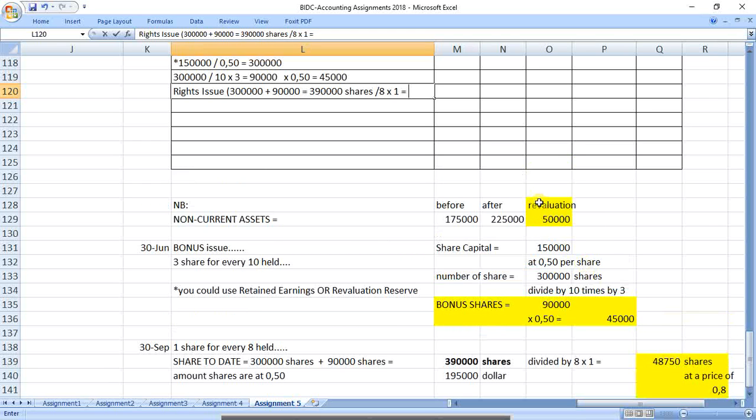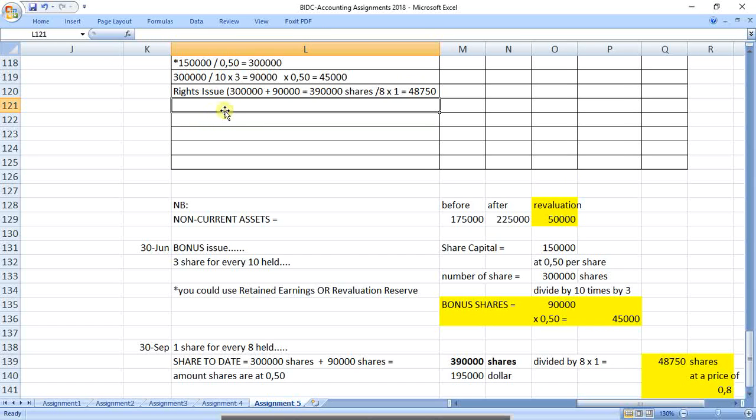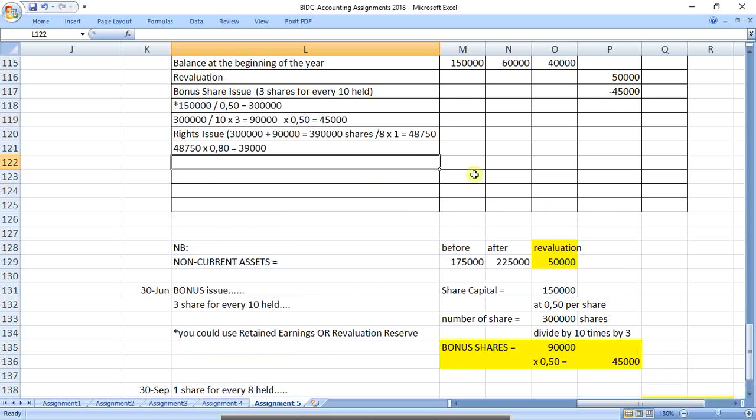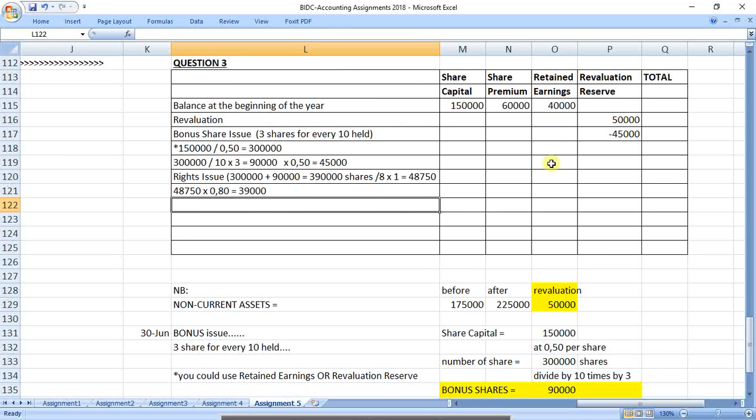Equals 48,750. Okay, so that was the first bit. And then the last bit was just to take the 48,750, multiply that by 80 cents, which gave you 39,000. There it is. Okay, so all I'm going to do is show that in retained earnings.